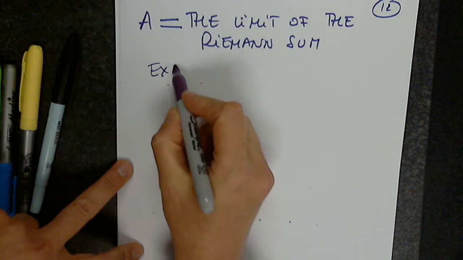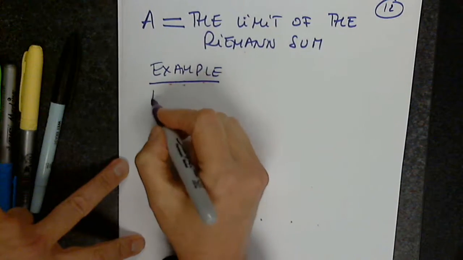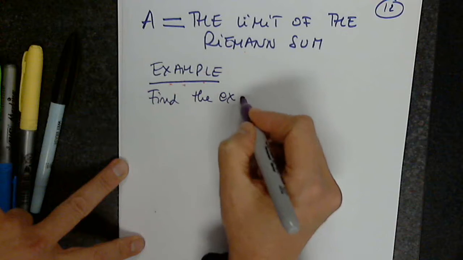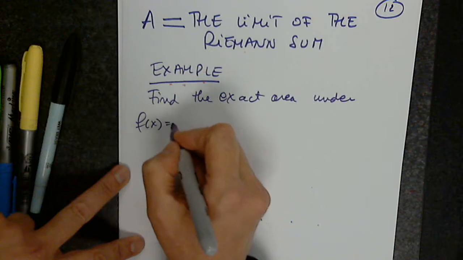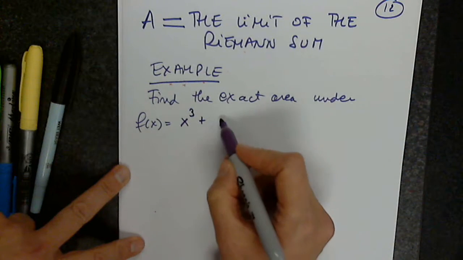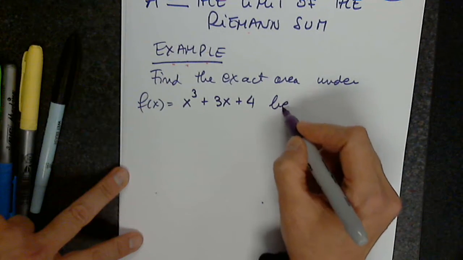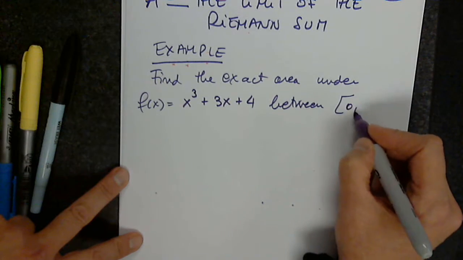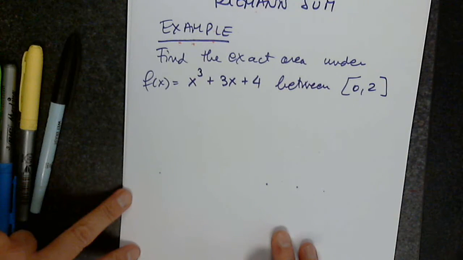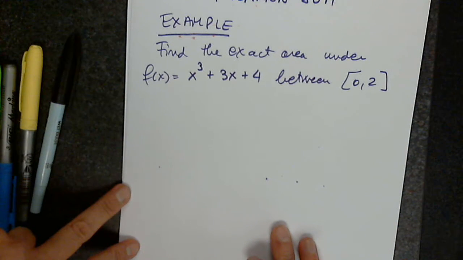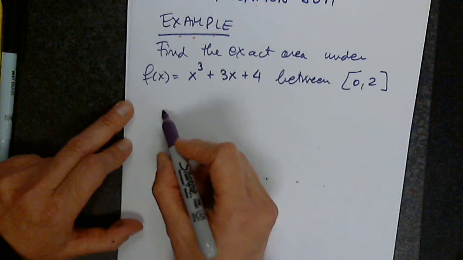First example. Find the exact area under f of x equals x to the third plus 3x plus 4 between 0 and 2. Okay, so we have to talk about the following first.